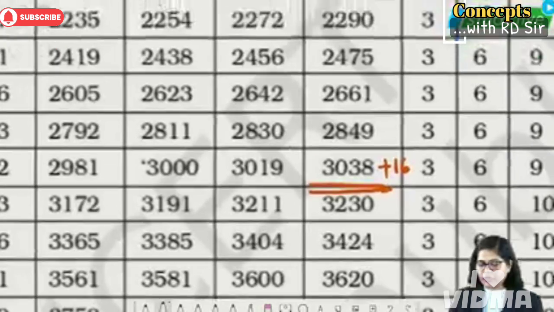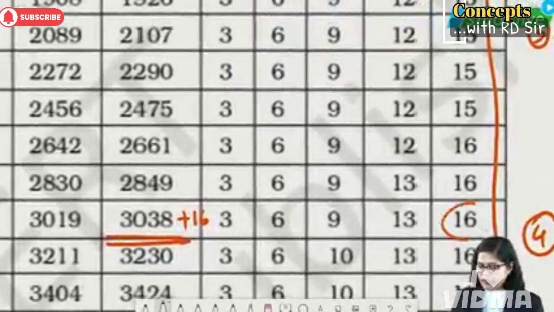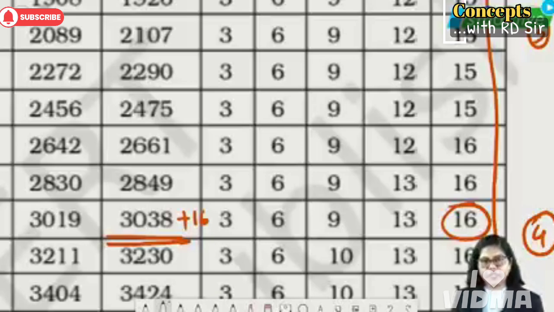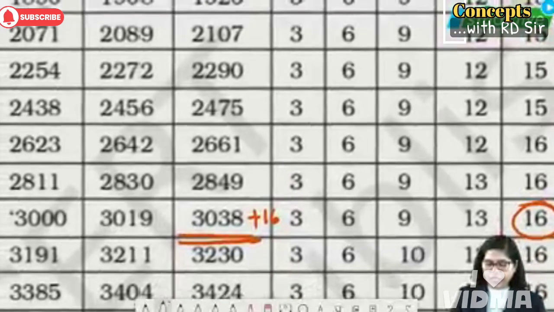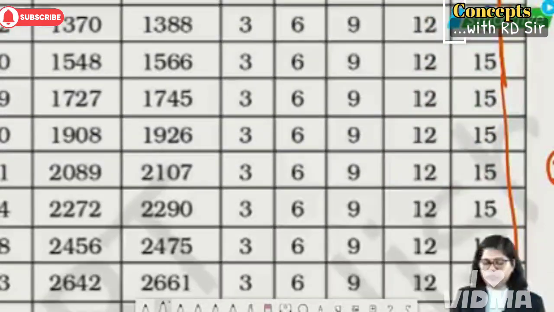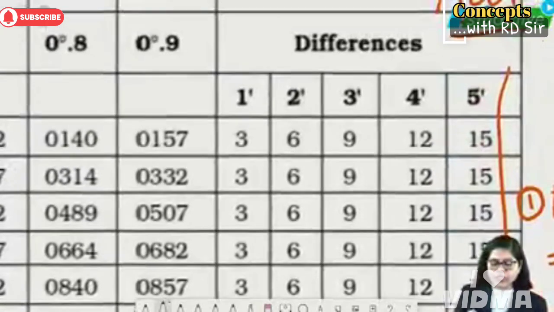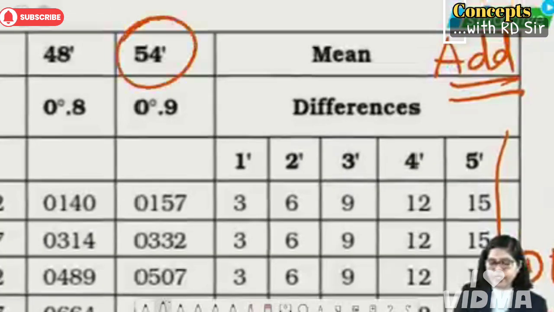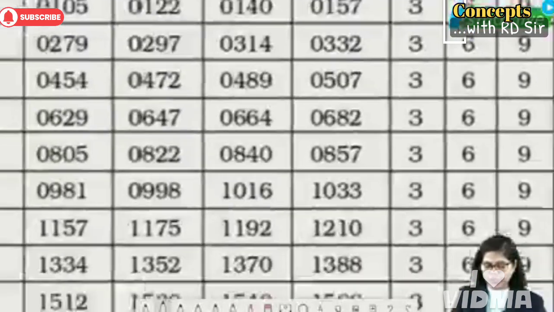So this 16 value I am going to get from here. Yes, I am getting the same line here, correct? That means it is right. This number is right. Now look at this. What angle and degree are you getting here? Look at this part. So you have to go up, right? So it is 54 minutes I got, and here 5 minutes I got. That means 59 minutes I got.